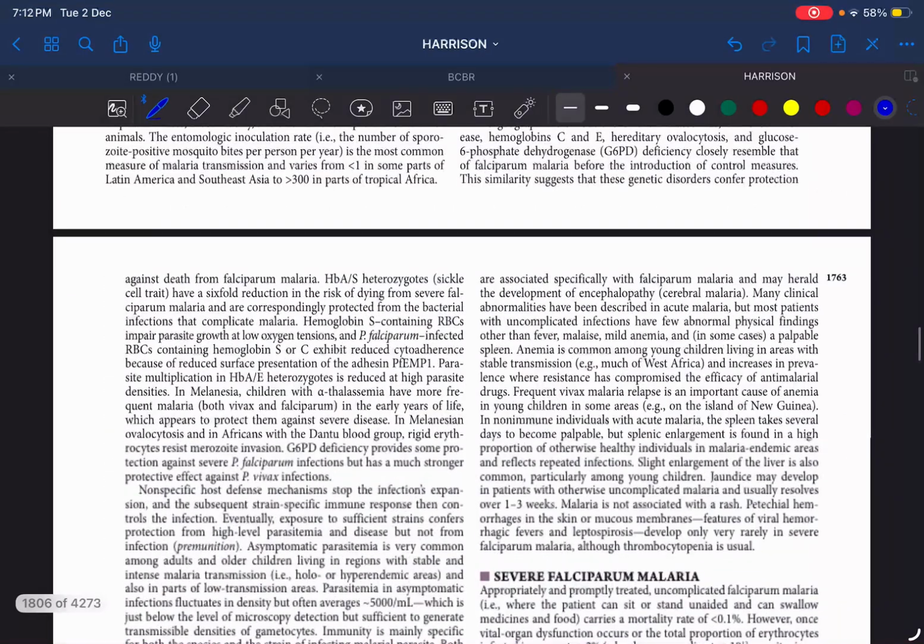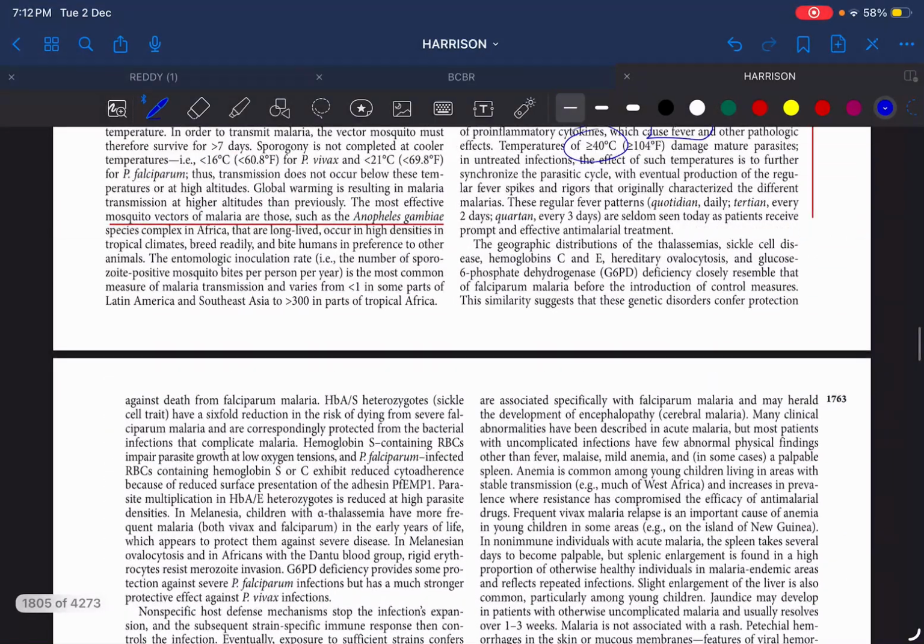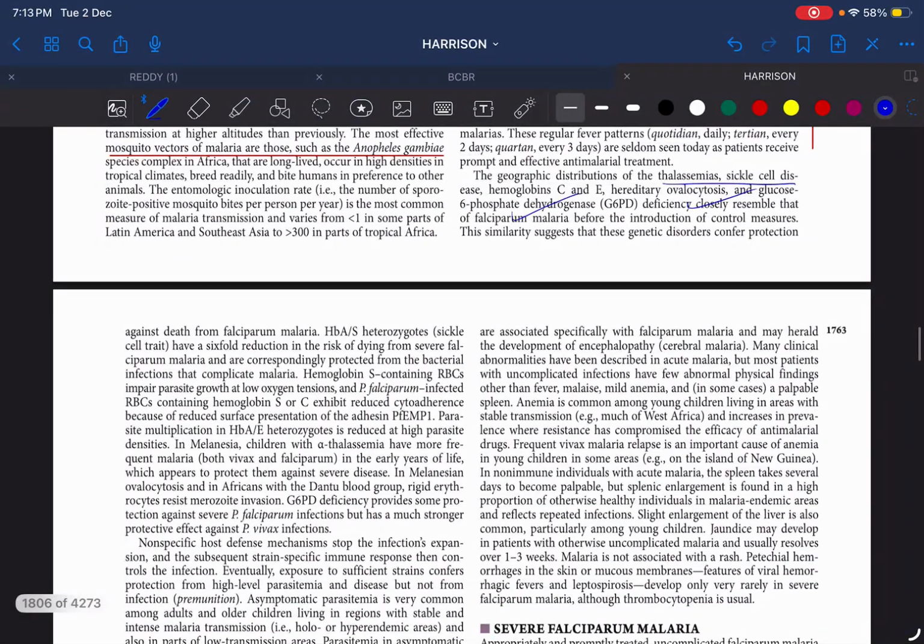Then we all know that the geographical distribution of thalassemia, sickle cell anemia, G6PD deficiency, and hereditary ovalocytosis all decrease the risk of Plasmodium falciparum infection. I hope you know the reason for that. Why? Because the sickling RBCs have low oxygen tension, and Plasmodium falciparum cannot survive in this low oxygen tension. That is the reason why these people are protected from malaria infection.